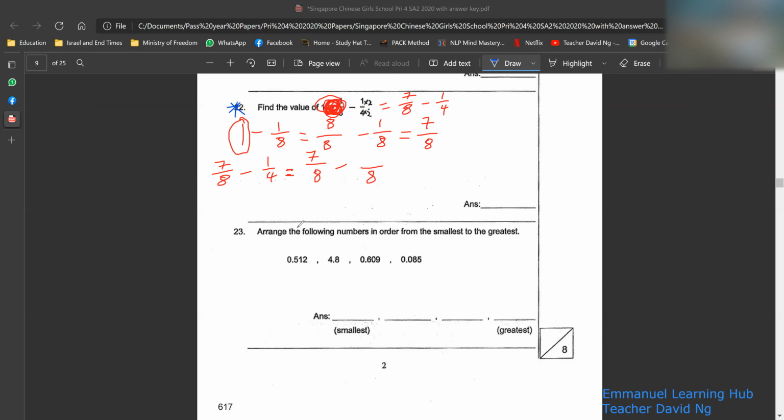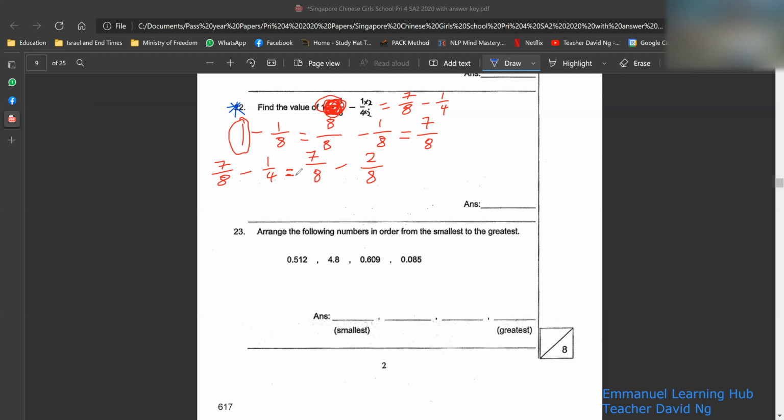4 over 8. Nope. 1/4, not half. Half is 4 over 8. 1/4 is 2 over 8. Very good. How do you get 2 over 8 for 1/4?